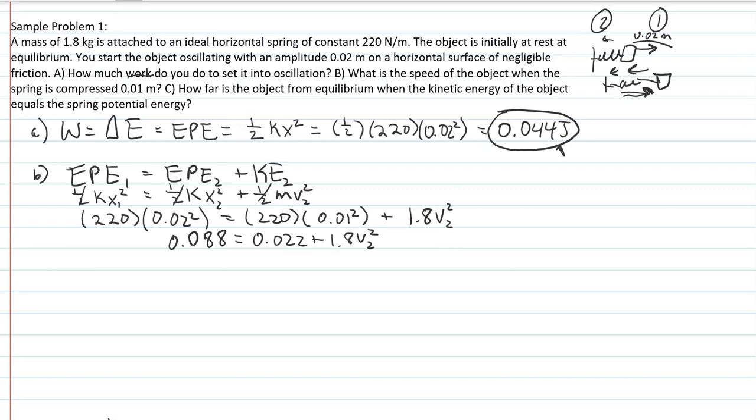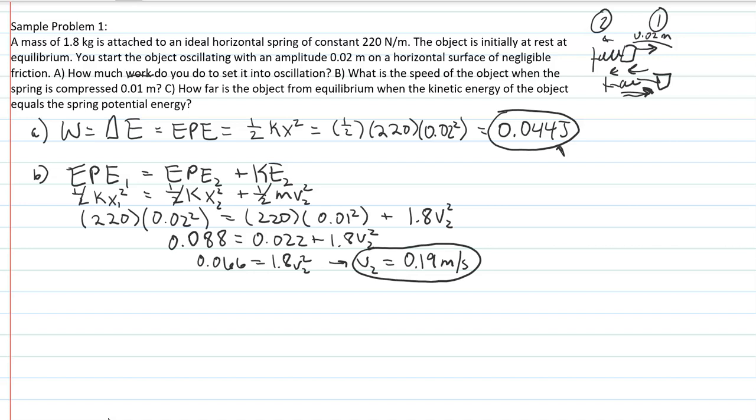Subtract 0.022 from both sides. Then I'll divide both sides by 1.8 and then take the square root of both sides to get that V2 is equal to 0.19, and the units there are meters per second. So that's my answer to part B.